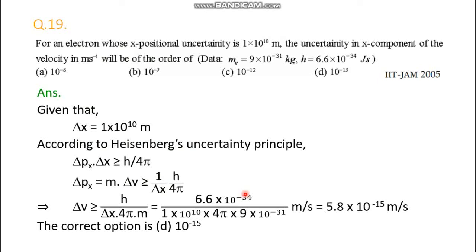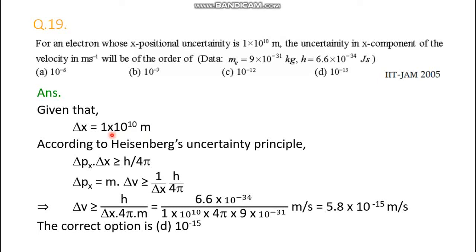Now move on to the questions. For an electron whose x positional uncertainty is 1 into 10 to the power 10 meter, the uncertainty in the x component of the velocity in meter per second will be of the order of, these are the options. Given mass of the electron 9 into 10 to the minus 31 kilogram, and Planck's constant is 6.6 into 10 to the minus 34 joule second. This question came in IIT-JAM 2005.